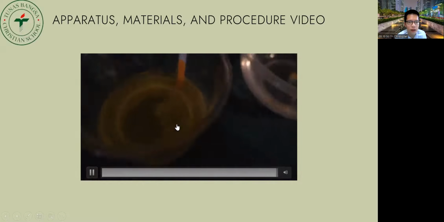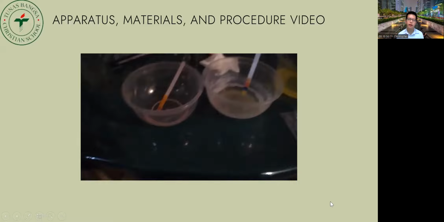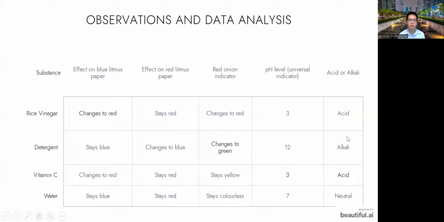There is red, green, yellow, and colorless, but it's supposed to be that water is violet and vitamin C is red. Okay, so we see next. Based on the video before, I have seen the indicator results. For the rice vinegar, the blue litmus paper changed into red and the red litmus paper stays red. The rice vinegar changed into red after it was added with the red onion water. The pH level using the universal indicator is pH 3 and it is an acid.